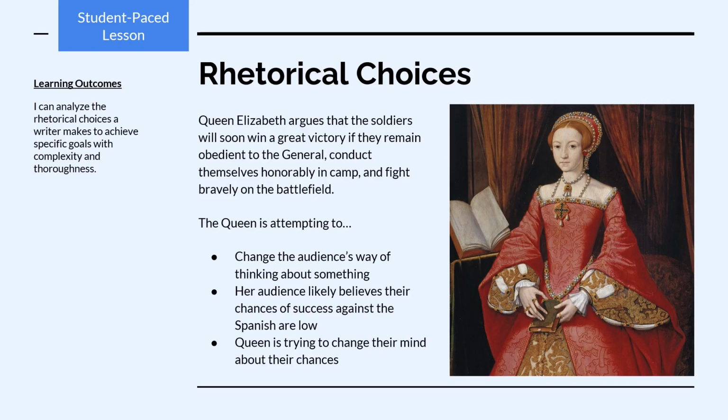Queen Elizabeth argues that the soldiers will soon win a great victory if they remain obedient to the general, conduct themselves honorably in camp, and fight bravely on the battlefield. Here, the Queen is attempting to change the audience's way of thinking about something, because her audience likely believes their chances of success against the mighty Spanish army and their mighty navy are pretty low. So the Queen is trying to change their mind about their chances.